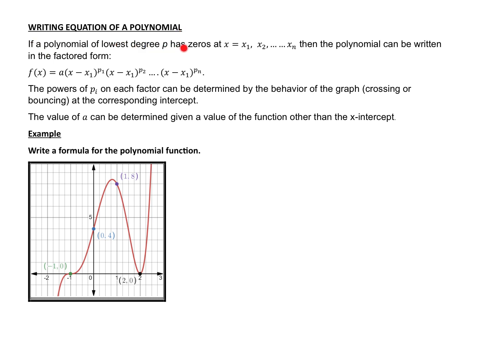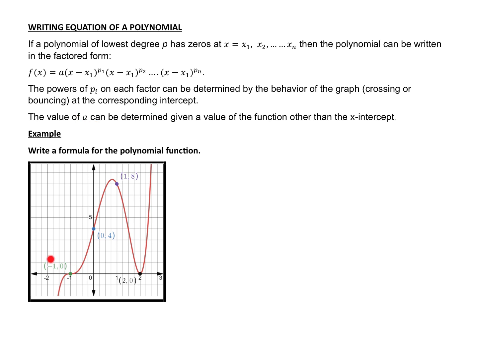If a polynomial of lowest degree has the following zeros, then we can write this polynomial in this form. This is called the factored form. These are the linear factors. I want you to see that they have a value a here, which is the stretch factor. When we write the factored form, we need to include this a. And the powers of these exponents, we can determine from how the graph is behaving at the intercepts. Is it touching or bouncing? And then we are going to find the value of a.